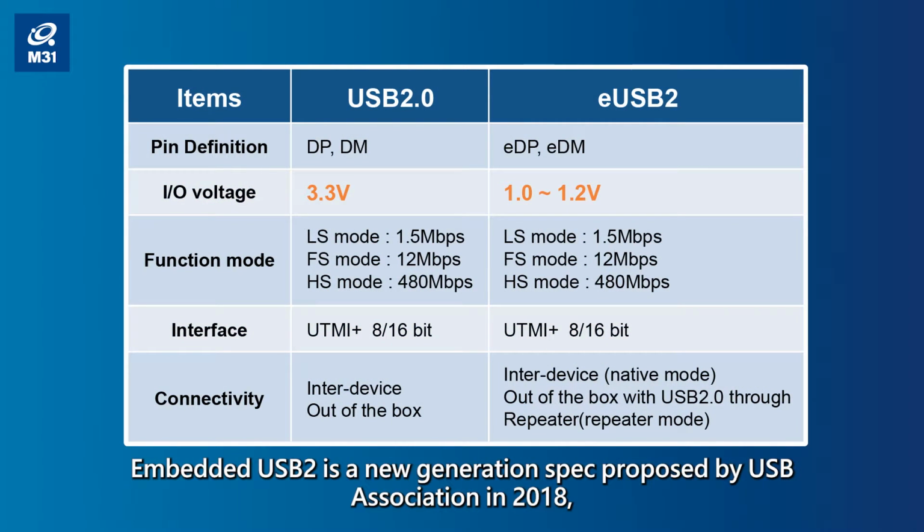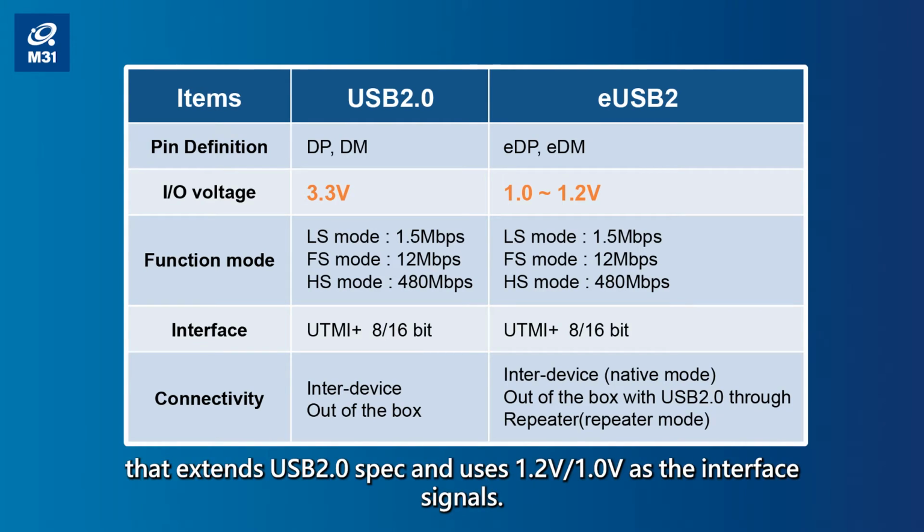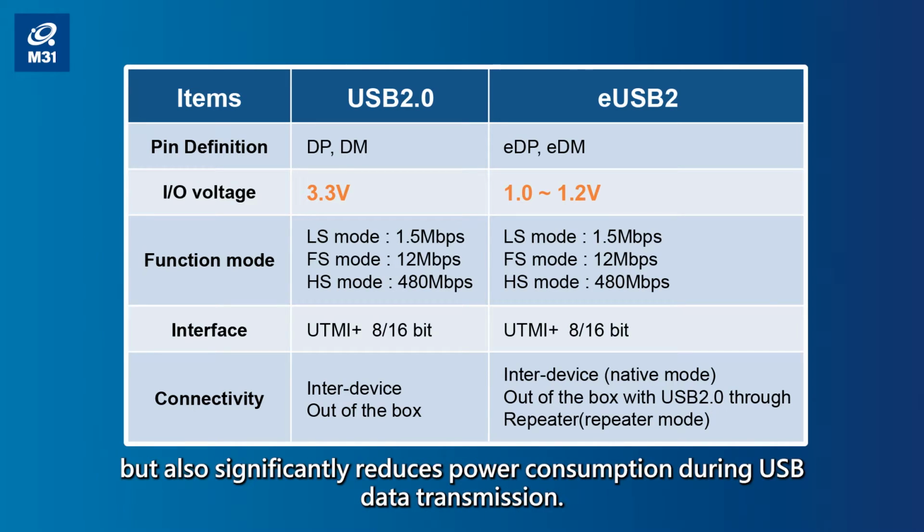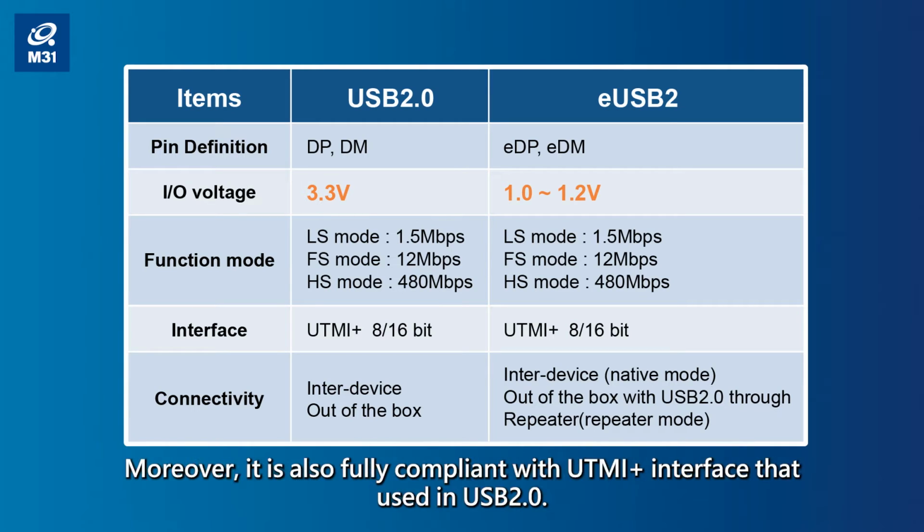Embedded USB2 is a new generation spec proposed by the USB Association in 2018 that extends the USB 2.0 spec and uses 1.2 volt, 1.0 volt as the interface signals. This not only solves the high voltage limitation of advanced process nodes, but also significantly reduces power consumption during USB data transmission. Moreover, it is also fully compliant with the UTMI+ interface used in USB 2.0.